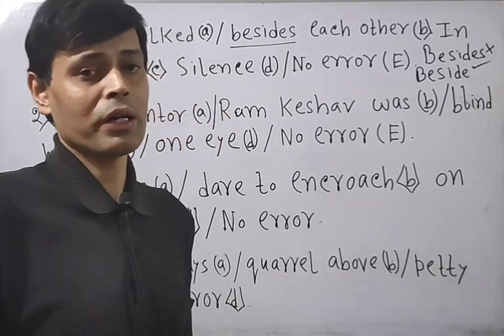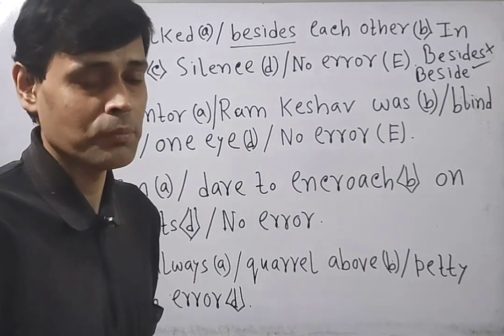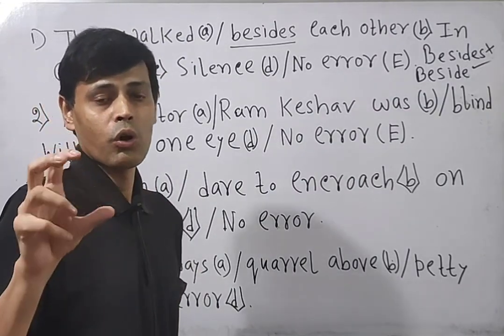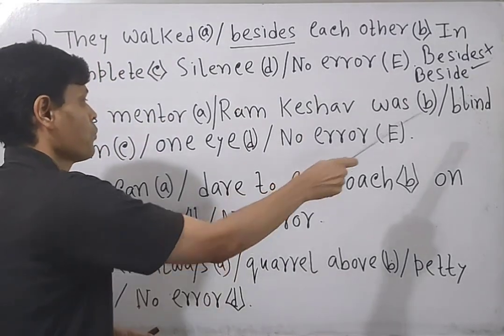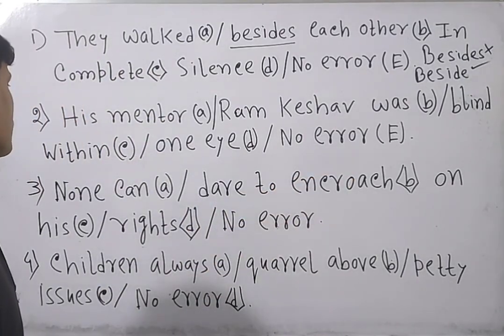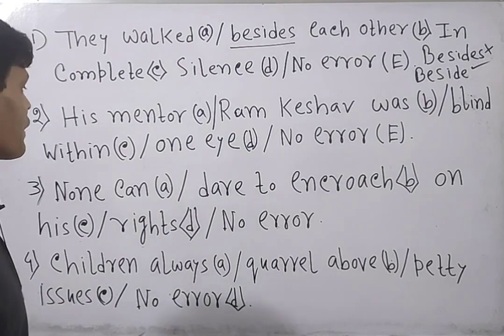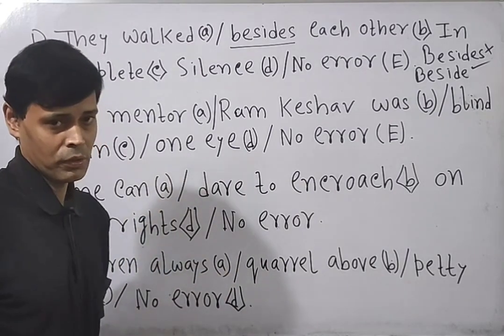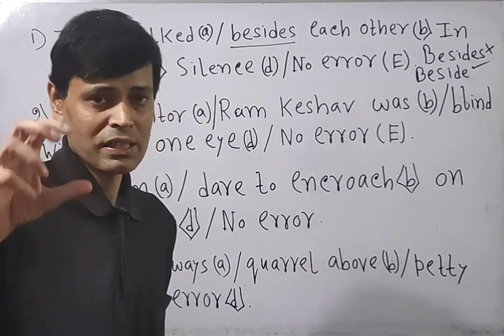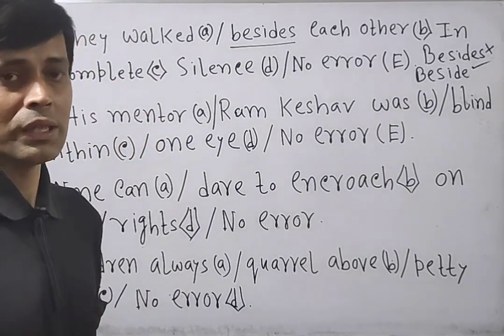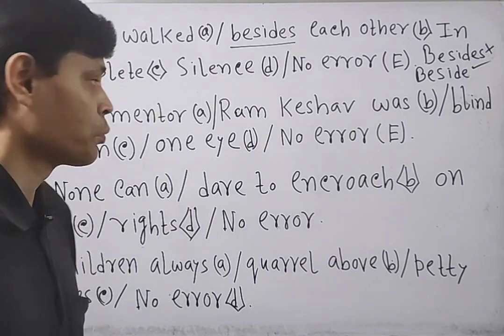So in case of one eye, in is to be there. In case of two eyes, of is to be there. So here, his mentor Ram Keshav was blind within one eye. Here one eye is there. So as already said, whenever one eye is there, instead of within or any other preposition, in should be there.